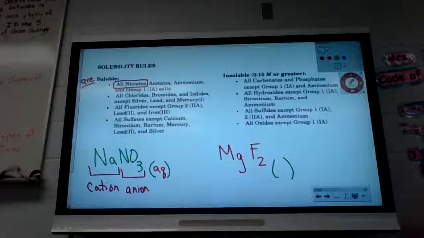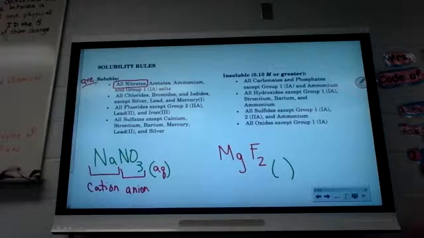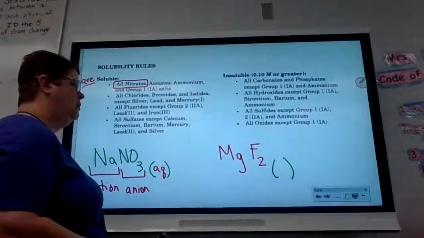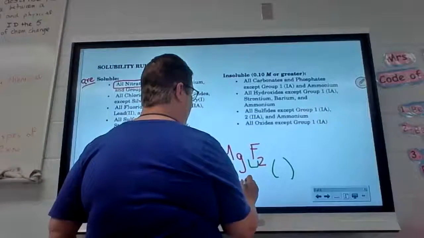All right, so MgF2. What's our anion? Mg? I corrected myself. I said anion. It's that first. The anion is always where? The second one. So it's F, fluoride. The rules are written as the anions, so you're looking up fluoride.